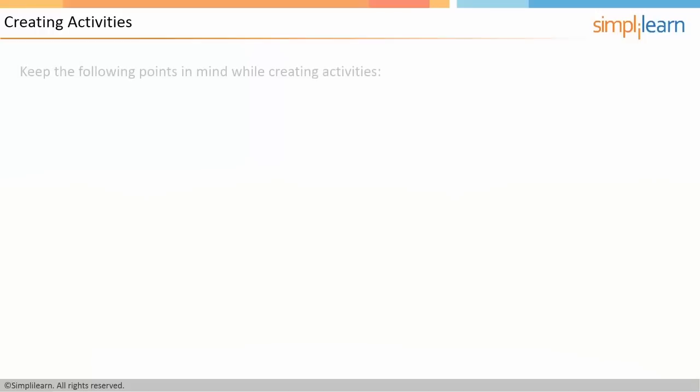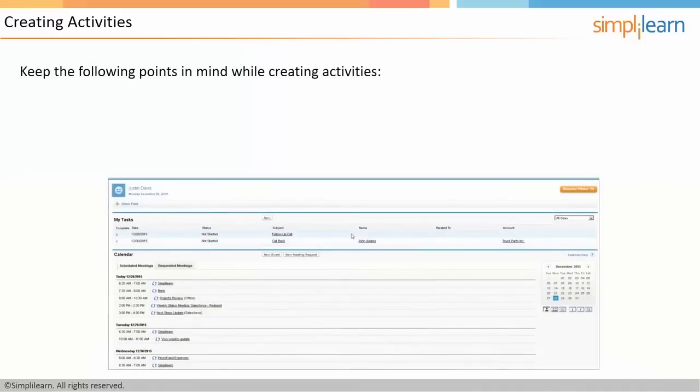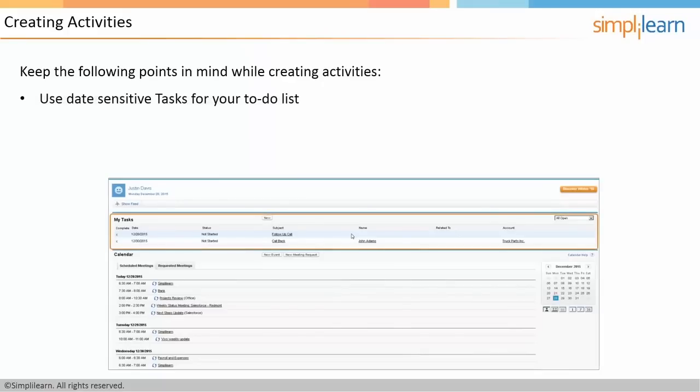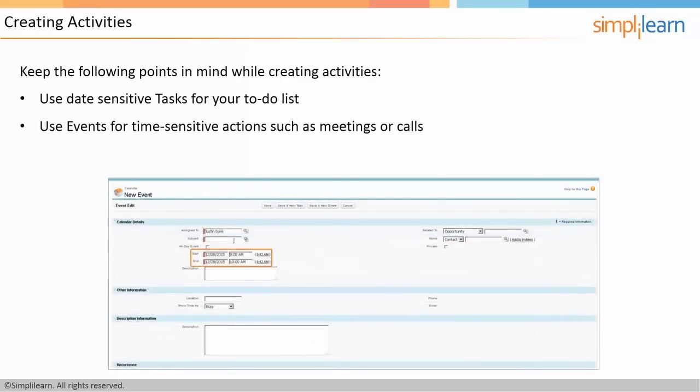The next thing we're going to go over here is creating activities in Salesforce. In Salesforce, you have essentially two different types of activities, tasks and events. So what you want to do is use date-sensitive things you need to do as a task record in Salesforce, as the name implies. If it's time-sensitive, then you use the events record. It's sort of a quirky area because technically tasks and events are both under the activities banner.